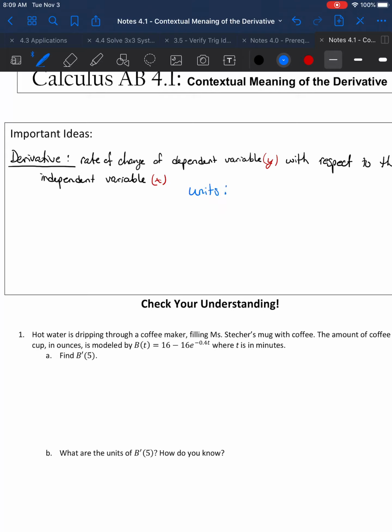And how we're going to label our units, because these are going to be word problems. Your units are going to be the units of f of x, aka y, over whatever the units of x are.